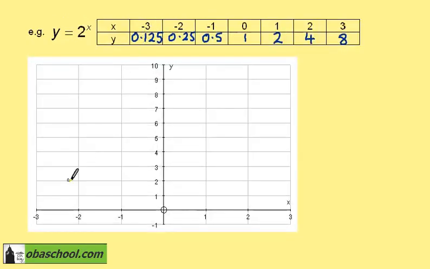We can now plot the graph from this table: minus 3, 0.125, minus 2, 0.25, minus 1, 0.5, 0, 1, and any exponential curve will go through this point because a to the power 0 is 1. We then have 2. When x is 2, we have 4. And when x is 3, we have 8. We need to join this up with a smooth curve, and this is the typical exponential curve shape.